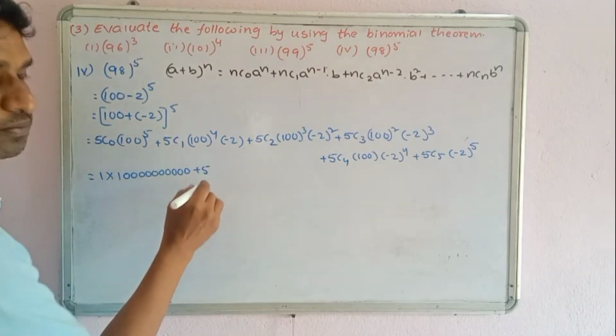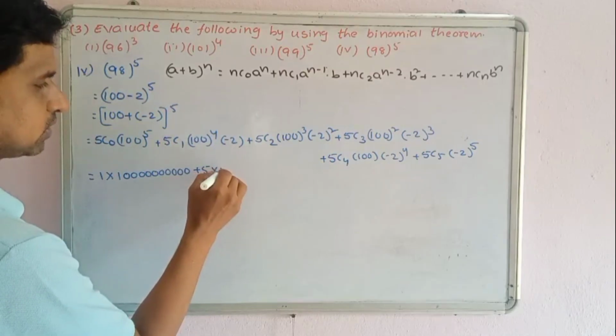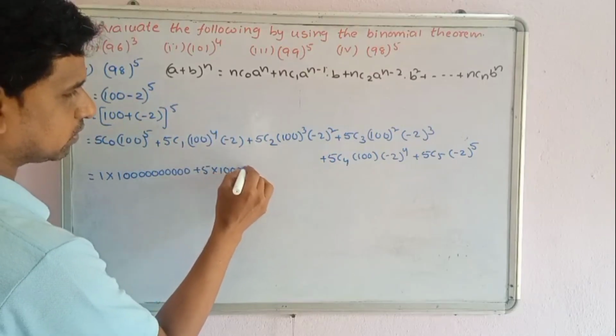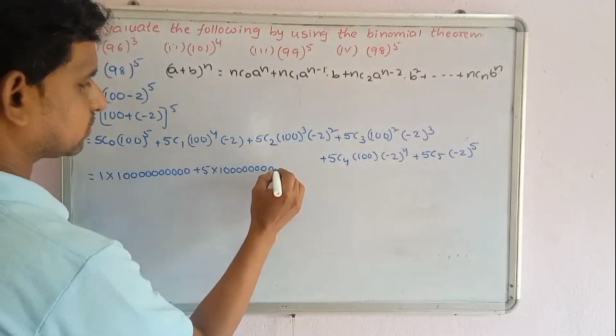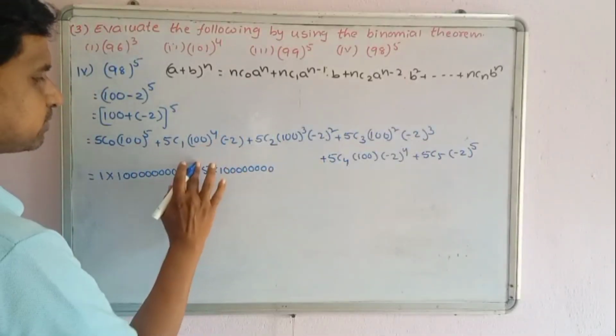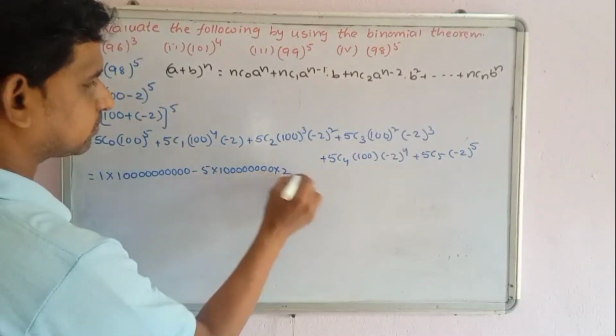5c1 value 5. 1 power 4 is 1, zeros 4 times: 1, 2, 3, 4. Okay, into minus 2. Otherwise, write first only. Plus into minus is minus into 2.